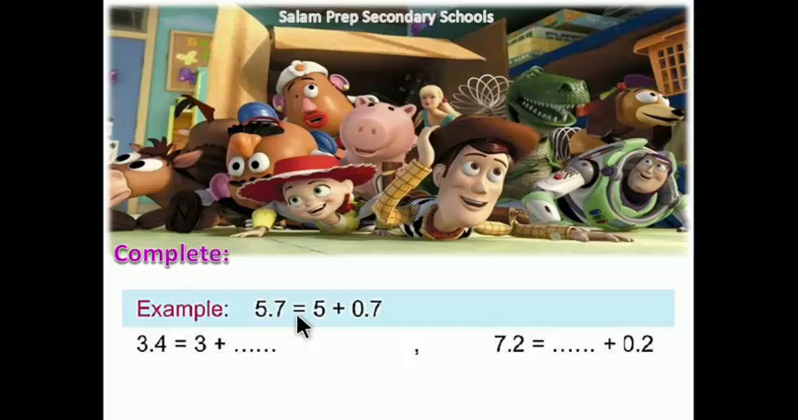Complete. As an example, 5.7 equals. Now we will expand the number to its components. 5.7.